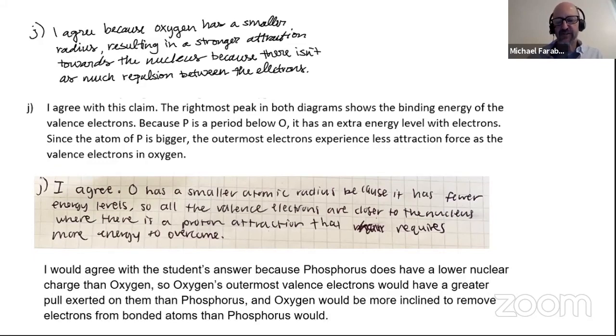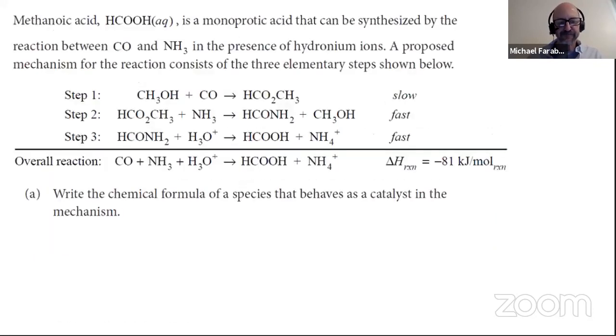All right, let's move on to sample question number 2. Methanoic acid, HCOOH, aqueous, is a monoprotic acid that can be synthesized by the reaction between CO and NH3. So we can see that there are the reactants, CO and NH3, in the presence of hydronium ions. A proposed mechanism for the reaction consists of 3 elementary steps as shown below. Write the chemical formula for a species that behaves as a catalyst.